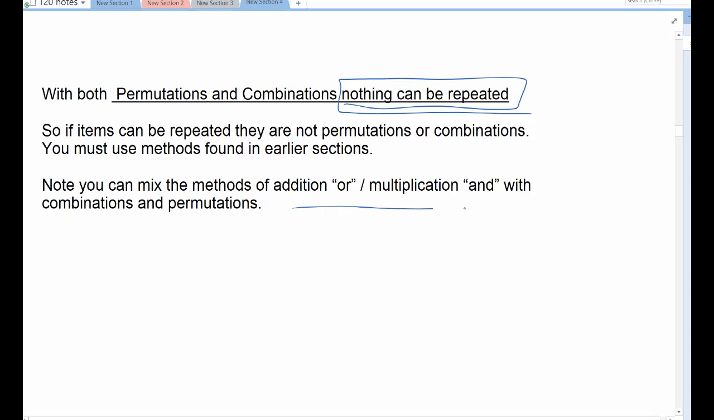Just a quick note about combinations and permutations: you can use the multiplication and addition principle with your combination and permutation formula. So you could have a combination plus another combination, or a permutation times another permutation, or mix those together. They can be mixed together, and we'll look at some examples where we'll do that. That'll be the next few videos on the notes, and it finishes up here in chapter 6. Alright, so we'll wrap that up there.